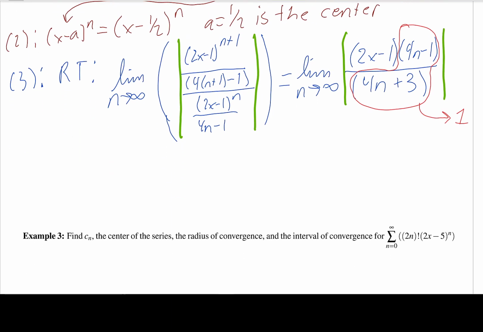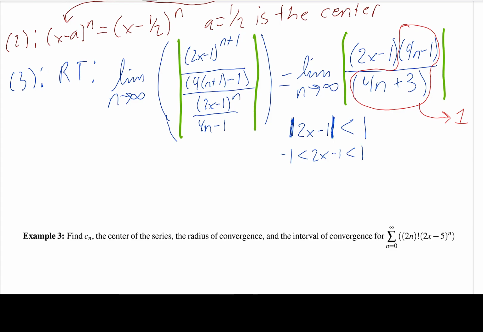So by the ratio test, if we want this to converge, that means that the absolute value of 2x minus 1 needs to be less than 1. Right? We want this limit to be less than 1. We have that this part in red goes to 1. So all we're left with is the limit as n goes to infinity of 2x minus 1. And so that's why I'm saying that the absolute value of 2x minus 1 has to be less than 1. Well, this tells me that negative 1 is less than 2x minus 1, which is less than 1.